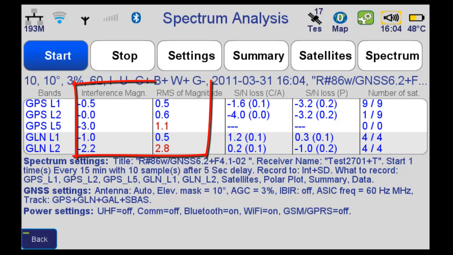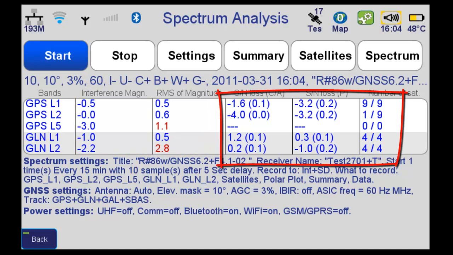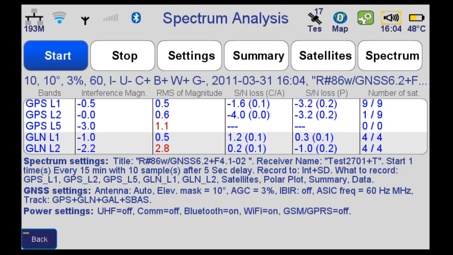The numbers on the left side are derived from received raw signal characteristics. The numbers on the right side are derived after tracking satellites and observing their data. The next step is what you actually see in the field when you do your RTK work, for example, how long it takes to acquire RTK fixed solutions.